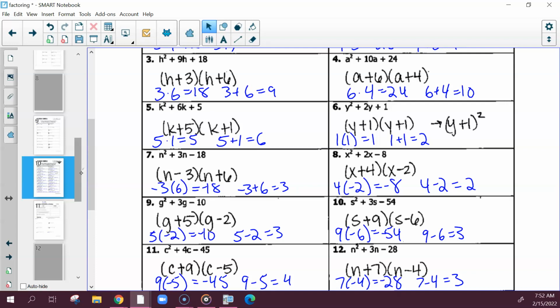So I'm just going to read off the factors. 3 was h plus 3, h plus 6. 4 was a plus 6, a plus 4. 5 was k plus 5, k plus 1. We did 6. 7 was, actually I think we did 7 too.